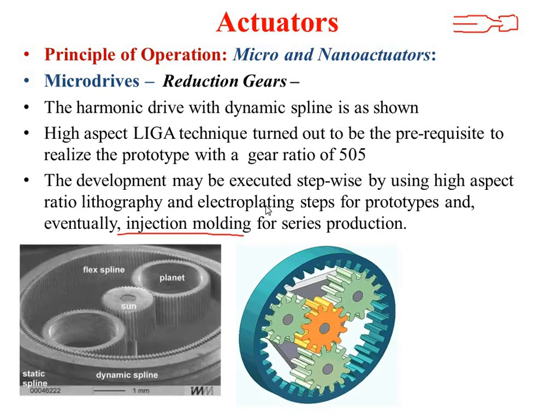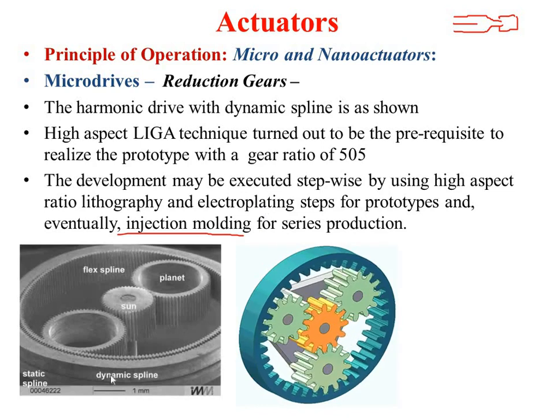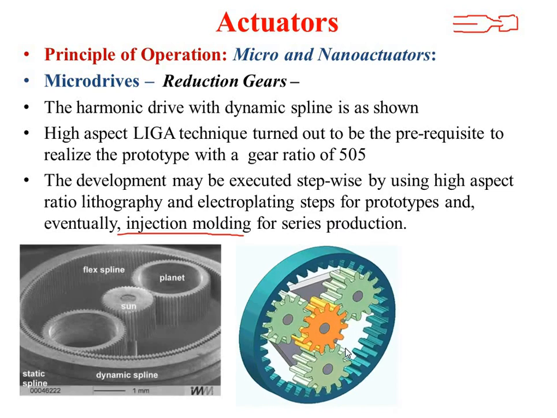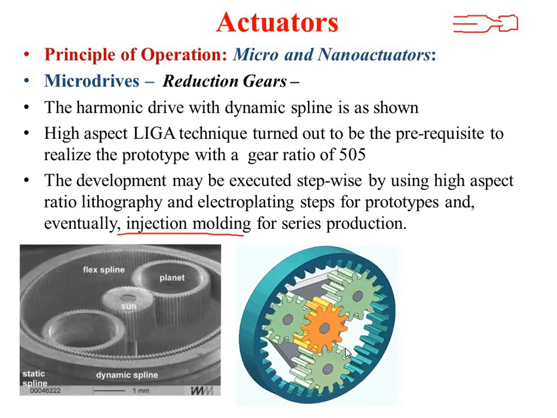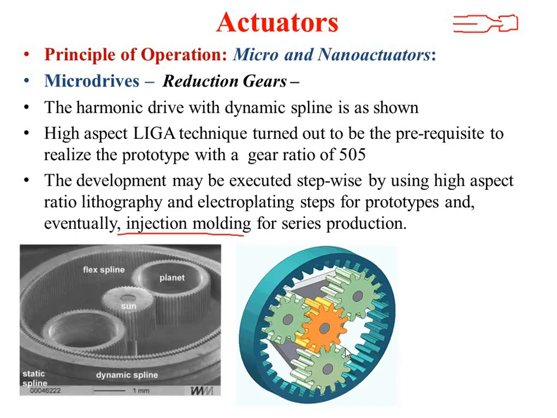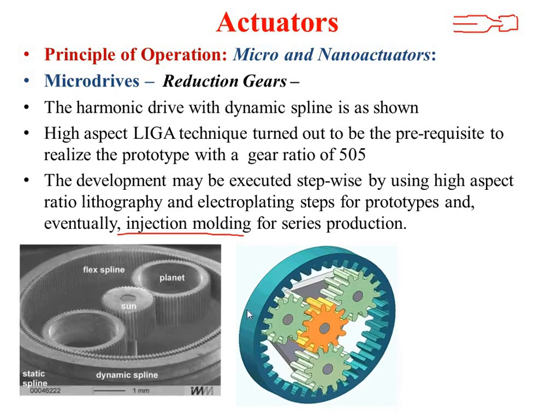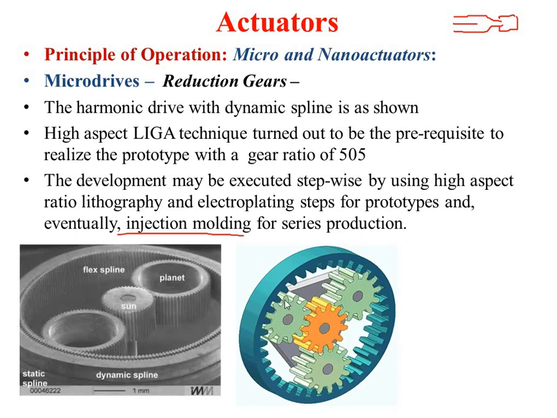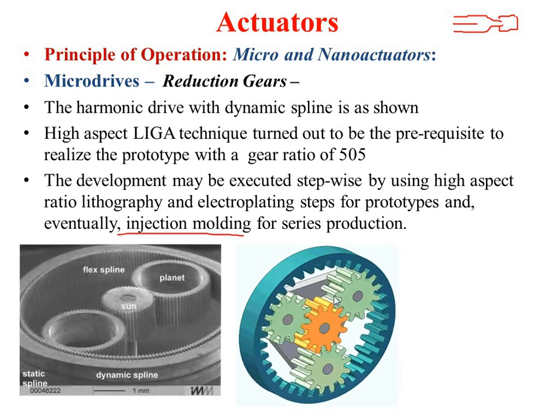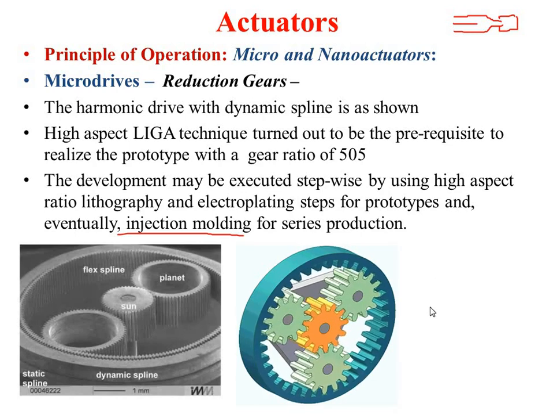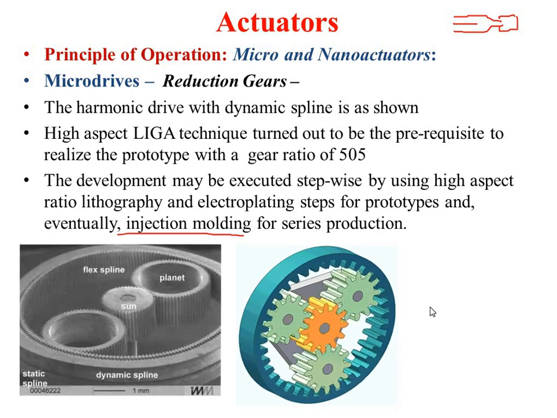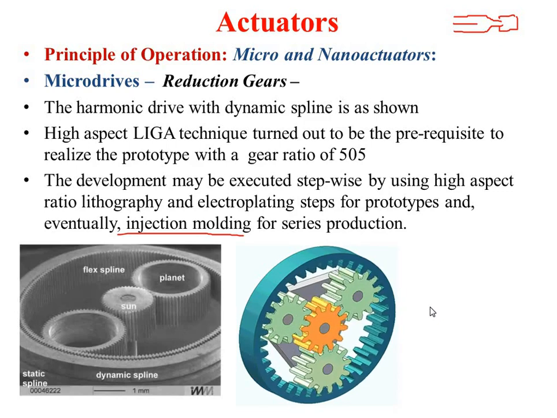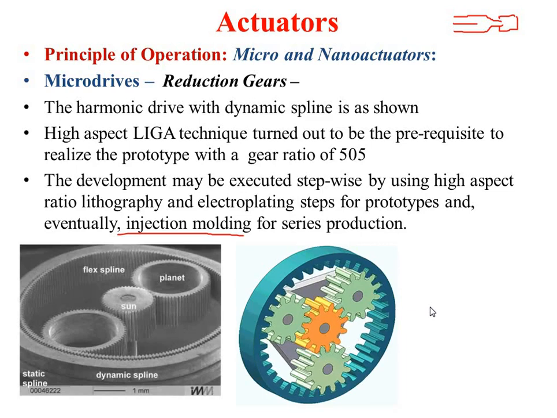So here is an example of this kind, but the outer is not static, it is also moving. So this is a dynamic spline. I am giving you the example of dynamic spline. So this is moving, and the static spline is, now I'll give you the second example where the inner part will move in a rotational planet type of movement.